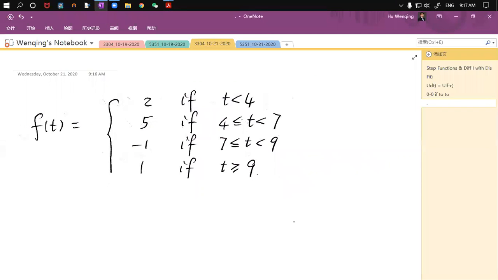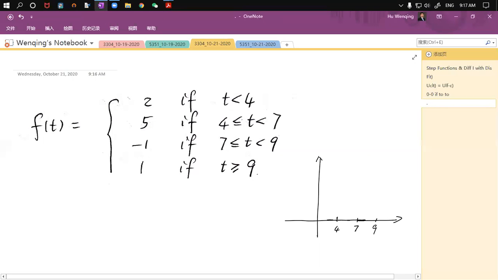Well, if you draw a picture of this function, it is simply something like this. You have several breakpoints, and the breakpoints are equal to 4, as well as 7 and 9. Let me make the gap a little bit larger in order to view the whole scenario. So you're going to have a 4, a 7, and a 9.